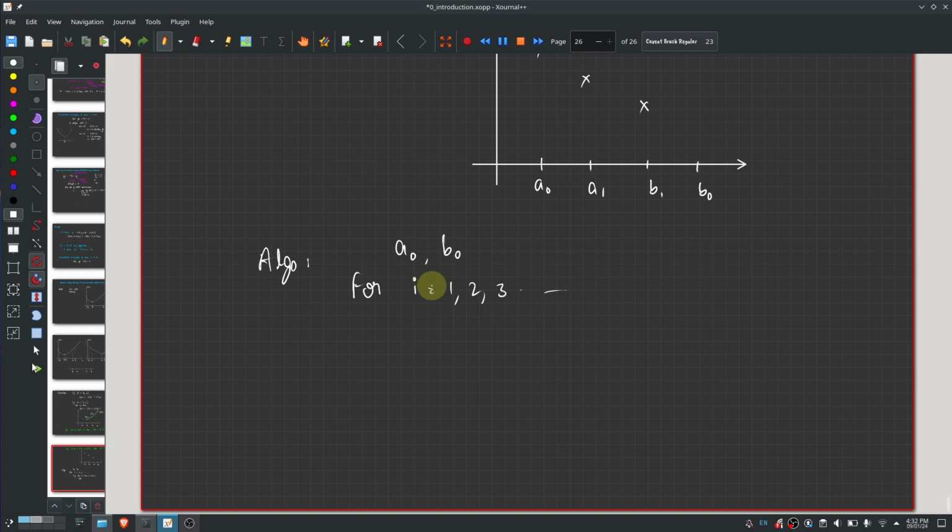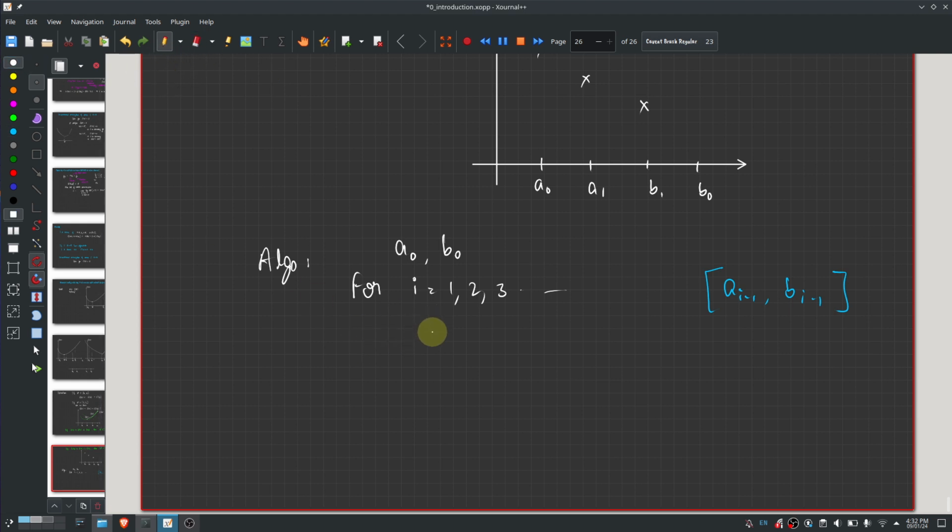So at this particular iteration, I have A_{i-1} and B_{i-1}. So this is my search space in the ith iteration before I start the ith iteration. So in the first iteration, my search space is A0 to B0. Right. So now I have to shrink this particular interval.